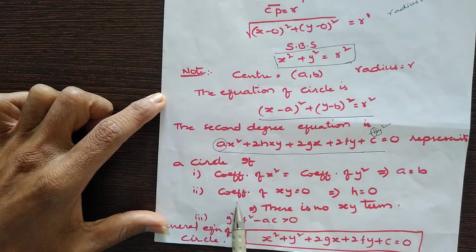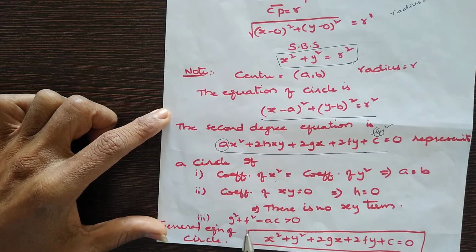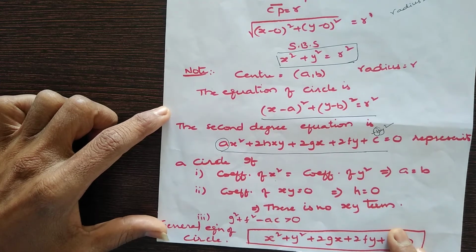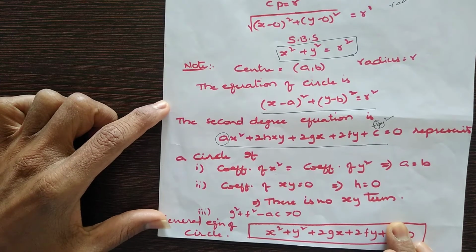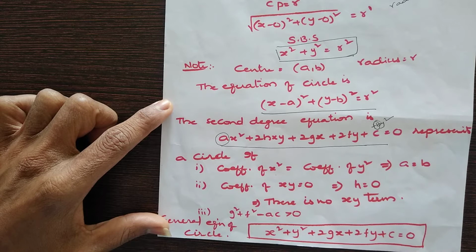Also there is no h term in the equation, so the coefficient of xy, which is h, will be 0. And one more condition: g square plus f square minus ac is greater than or equal to 0, greater than 0. Then by applying all these conditions, we will get the general equation of the circle: x square plus y square plus 2gx plus 2fy plus c is equal to 0. This is the general equation of the circle.